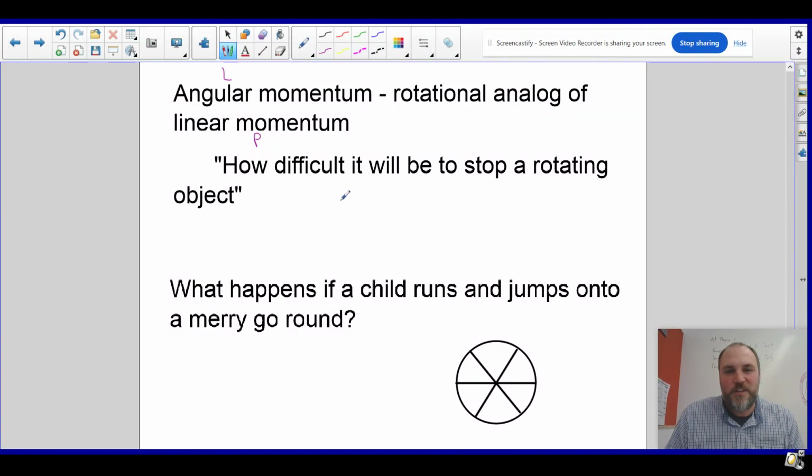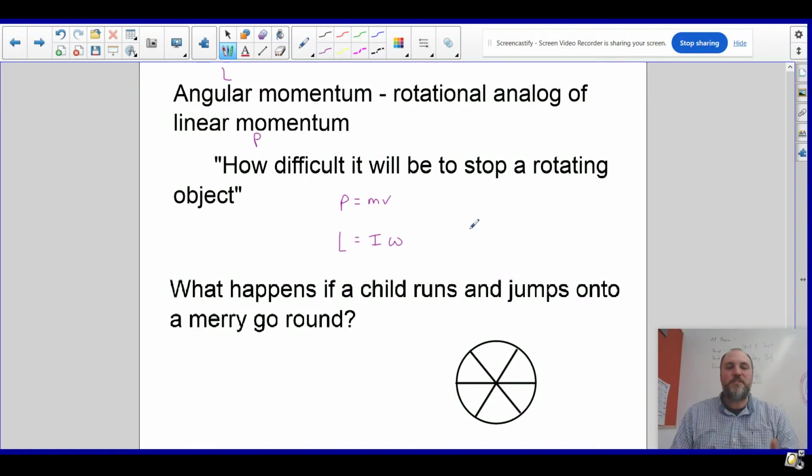And just like we've seen with most of our rotational terms, if we take a linear equation like P equals mv, we should be able to just replace each of these terms with their rotational analog. So the analog to linear momentum is L, or angular momentum. The analog to mass, which is a measure of an object's inertia, is just rotational inertia. And we replace linear velocity with angular velocity. So we see on our equation sheet that angular momentum is equal to I omega.